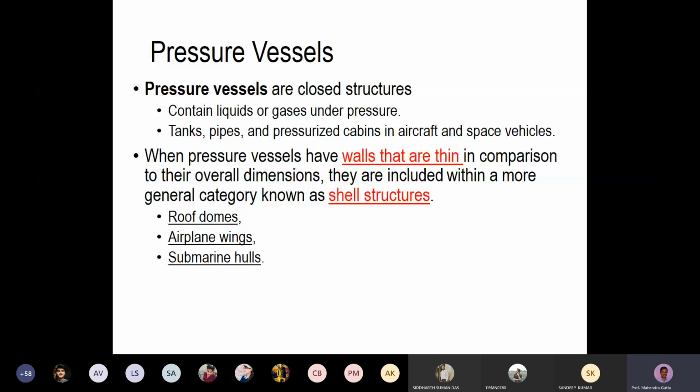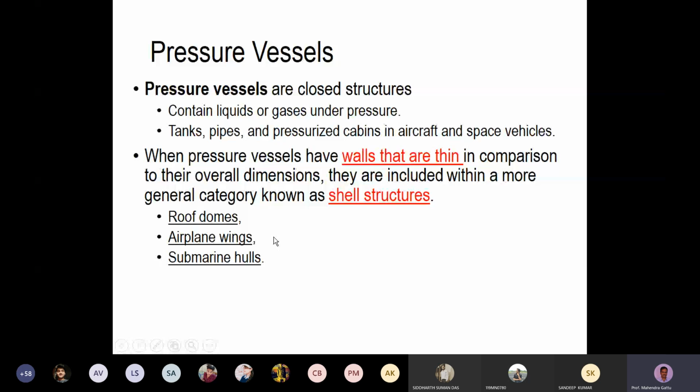So pressure vessels are closed structures. They can contain liquids or gases under pressure. So tanks, pipes, pressure cabins in aircraft and space vehicles are some examples. When pressure vessels have walls which are thin in comparison to their overall dimensions, they are known as shell structures. Submarine hulls and two more examples are roof domes and airplane wings. Those come under shell structures.